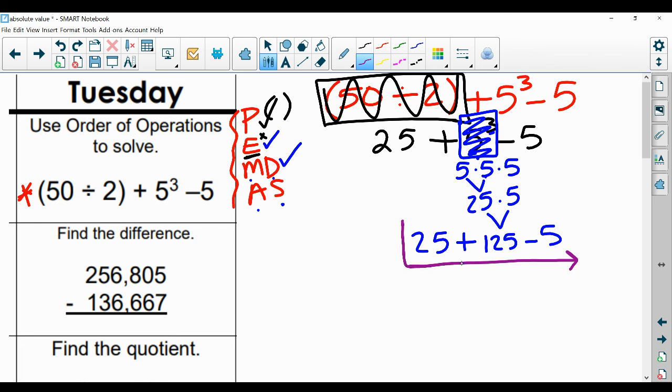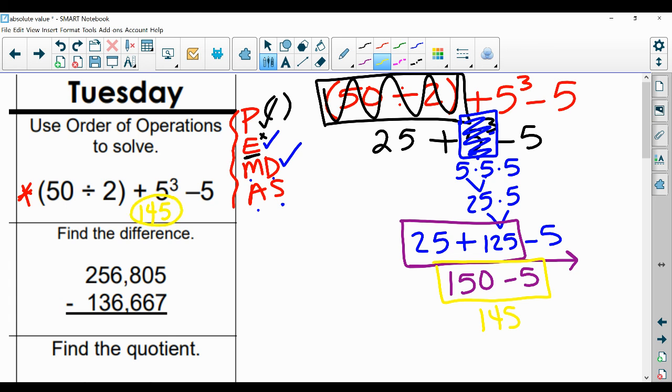So the first problem I have is 25 plus 125. And you can put that in your calculator if you want to. And so that's going to give me 150. And then I'm going to bring down my leftovers. Well, the only thing left to do is 150 minus 5. And you plug that into your calculator. And you should have gotten 145. 145 is our answer for that.